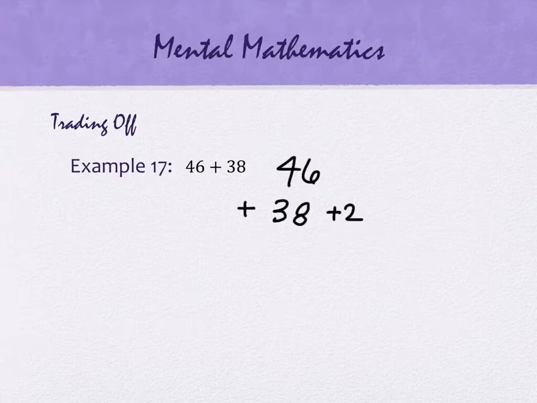Now, if I were subtracting these numbers, I'd add 2 to both of them. But I'm adding these numbers together. So if I add 2 to the 38, what do you think I have to do to the 46? I would have to subtract 2 from the 46.